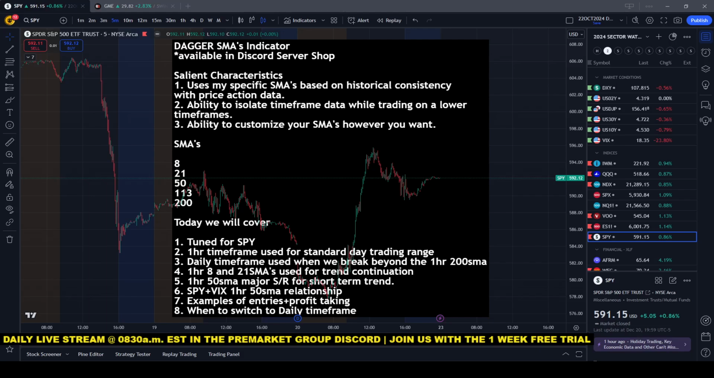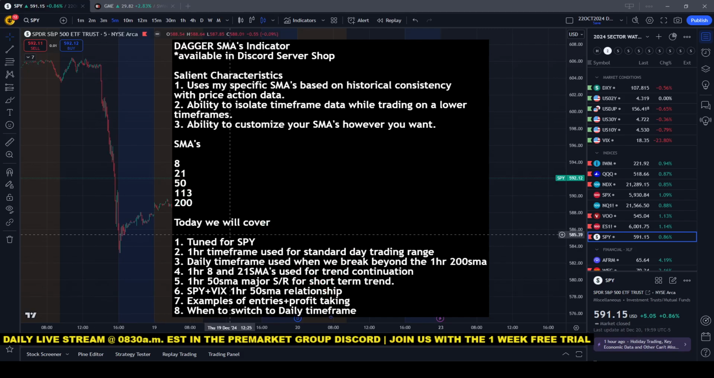Today we're going to start with the Dagger SMAs indicator. As you can see in the center of our screen here, I'm going to go over what we're going to cover. Today we will cover how this is tuned for the S&P 500. We're going to talk about the 1 hour time frame used for the standard day trading range, the daily time frame used when we break beyond the 1 hour 200 SMA.